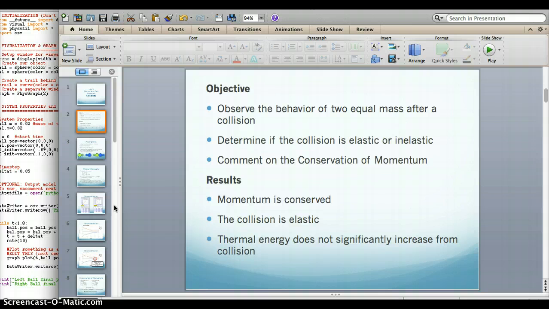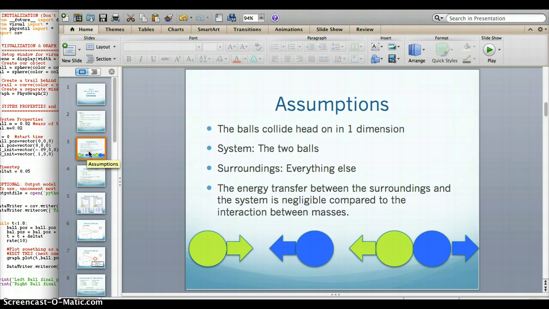I wanted to determine if the collision was elastic or inelastic, and then comment on conservation of momentum throughout the collision. I found that the momentum is in fact conserved, the collision is elastic, and thermal energy will not significantly increase from the collision. Some assumptions that I had to make before moving forward.